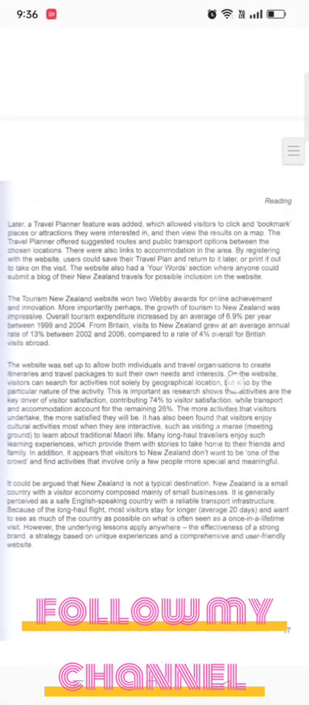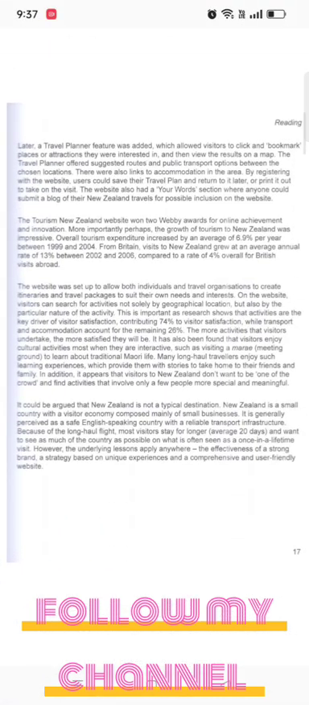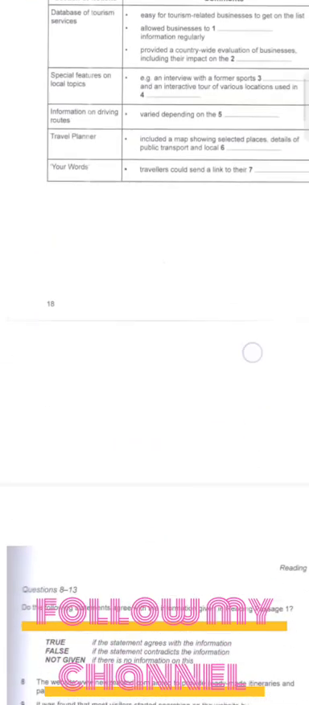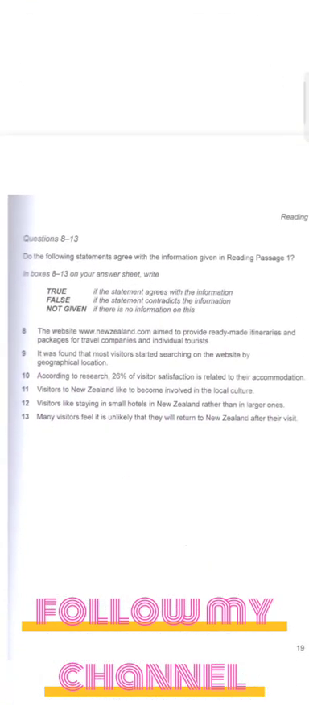So if you remember in the question, it is mentioned as 26%, right? According to the research, 26% of visitor satisfaction, while in the passage, it is mentioned that activities contribute 74% to visitor satisfaction. Just something opposite is mentioned. And it is mentioned, while transport and accommodation account for the remaining 26%. It means that the 26% which is mentioned in the question is related to accommodation and transport, while for activities, it is mentioned just the opposite, that is 74%.